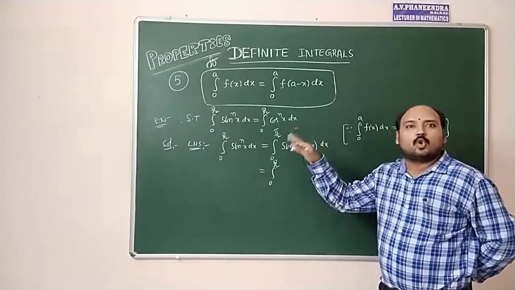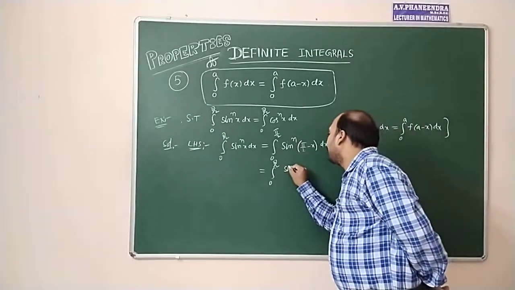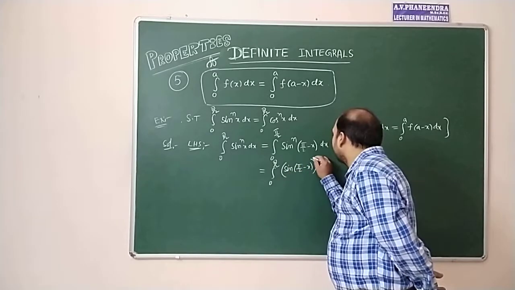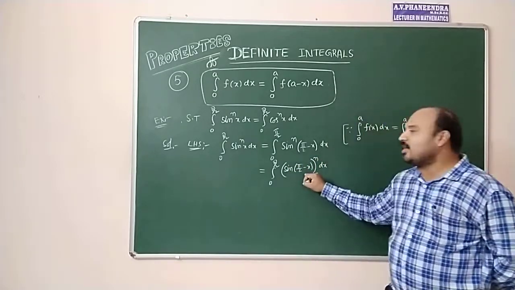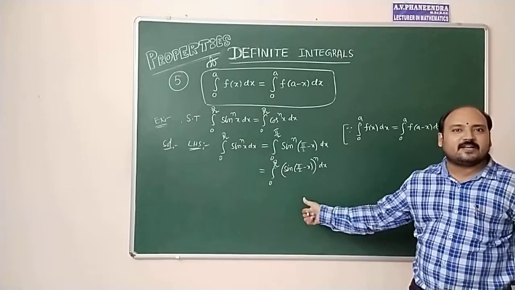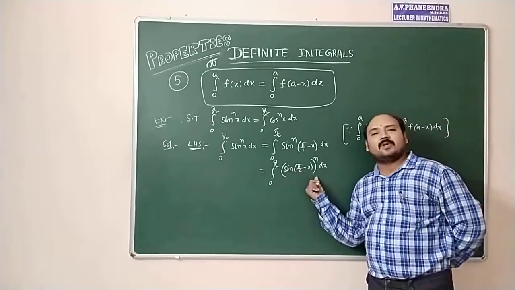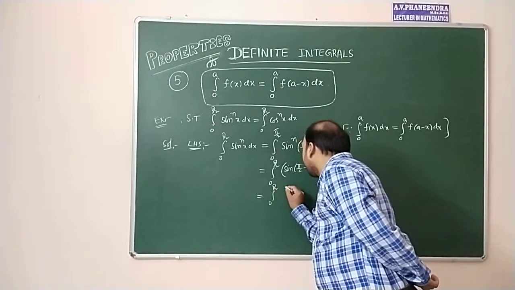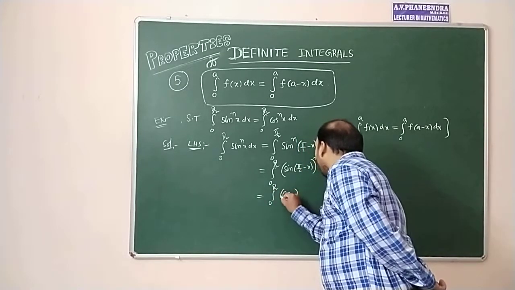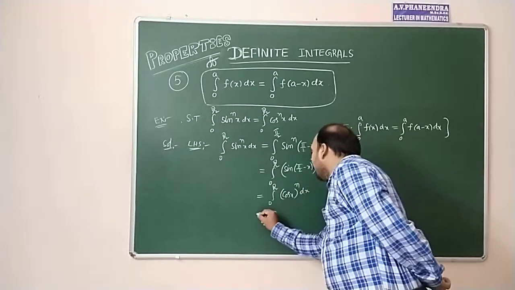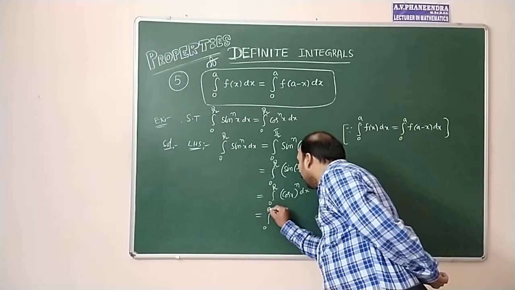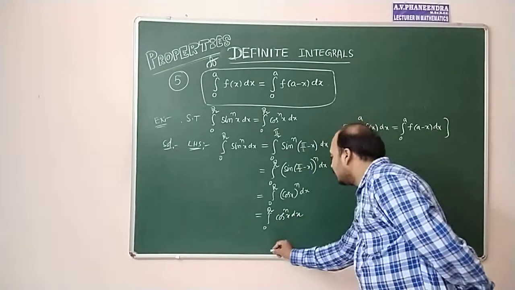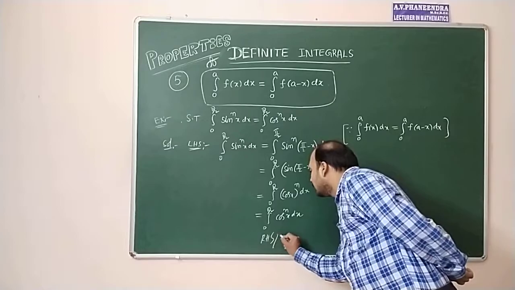Sine x whole power n. Similarly, sine of pi by 2 minus x whole power n into dx. What is sine of pi by 2 minus x? Sine of 90 minus theta is cos theta. Therefore, sine of pi by 2 minus x is cos x, which is equal to integral 0 to pi by 2 cos x whole power n into dx, which is equal to integral 0 to pi by 2 cos power nx into dx. RHS. Hence proved.